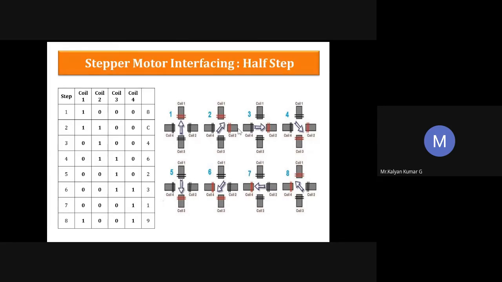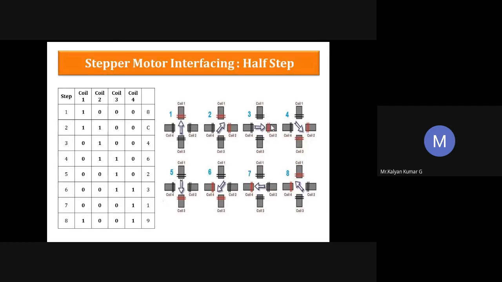Okay, so here, initially coil 1 alone is energized, and now I want coil 2 to be energized. Before coil 2 is energized, there is a transition from 1 to 2. So that's what I have written as 1 1, which means both are energized, and after that coil 2 alone will be energized.